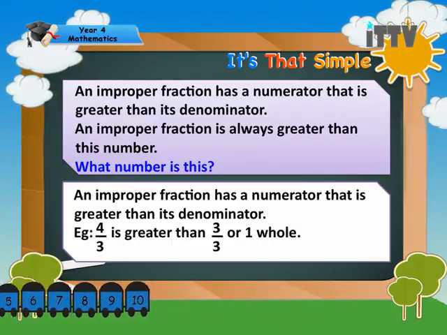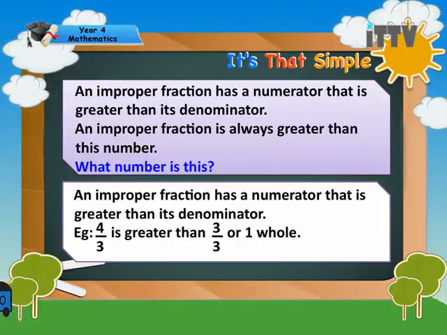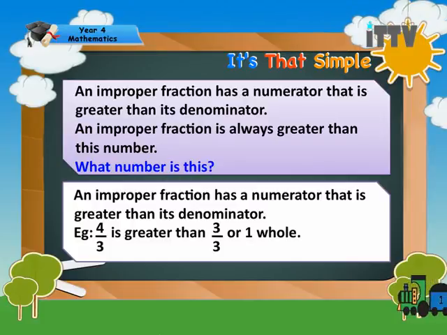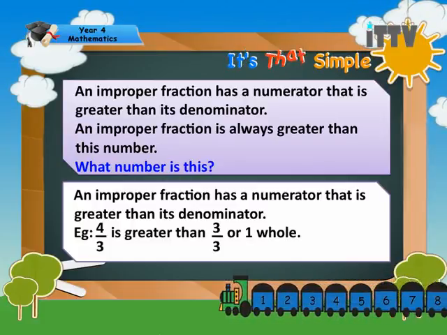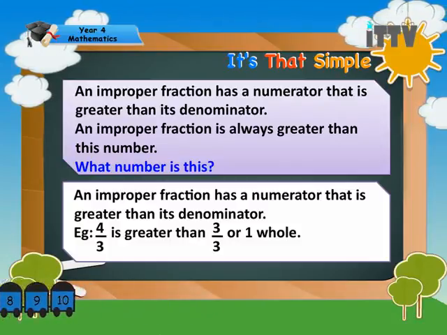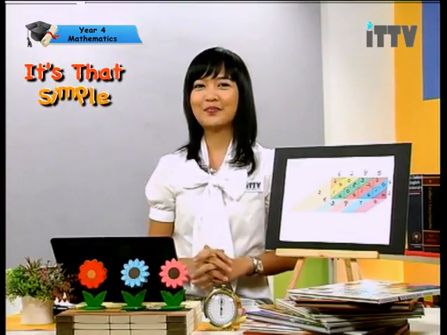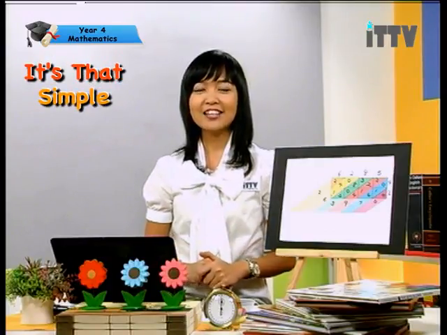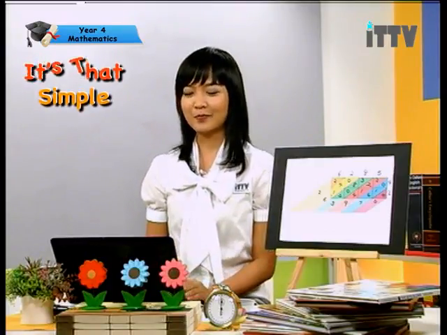Now you see, that's because an improper fraction has a numerator that is greater or bigger than the denominator. So for example, 4 over 3. That is an improper fraction. 4 over 3 is greater than 3 over 3 or 1 whole. So you can see an improper fraction is always greater than the number 1. It is that simple. Okay? Now boys and girls, grab your pen and paper as I'm going to give you some questions to try at home.